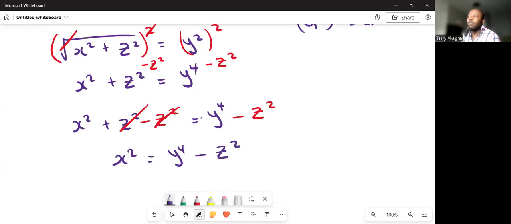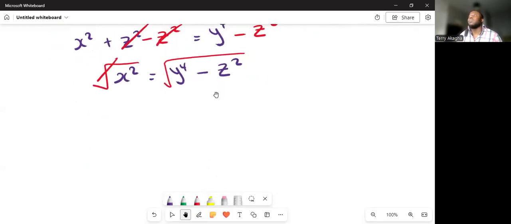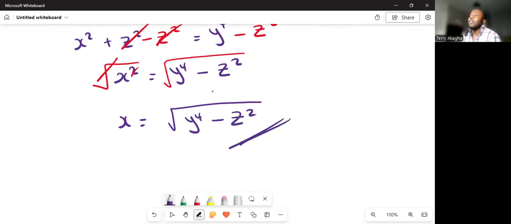Now, how do you get rid of the square? You find the square root of both sides. So this will cancel that, and then you will now have x. Okay? So you now have x equal to the square root of y to the power 4 minus z squared. And that will be the answer for that. So you just see, you play with the laws of indices, play with all the manipulation you're aware of, and then you will get the same thing.